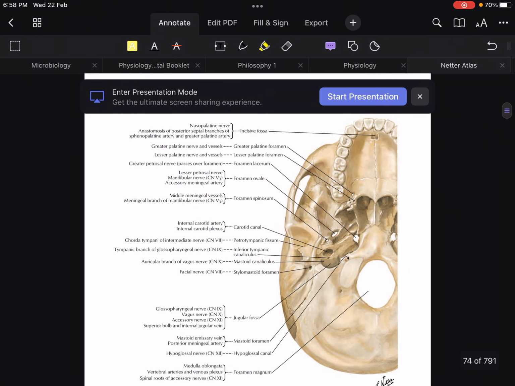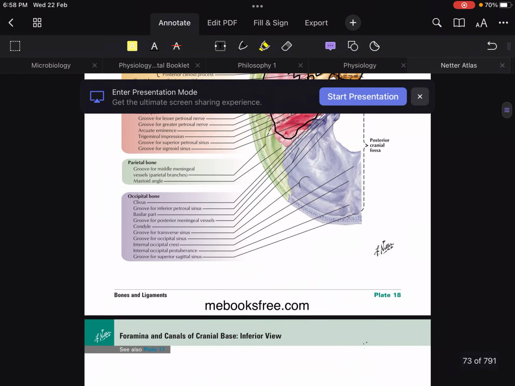It's another view. It's the same, but there's no color here.